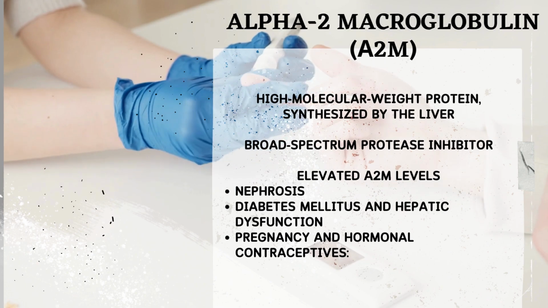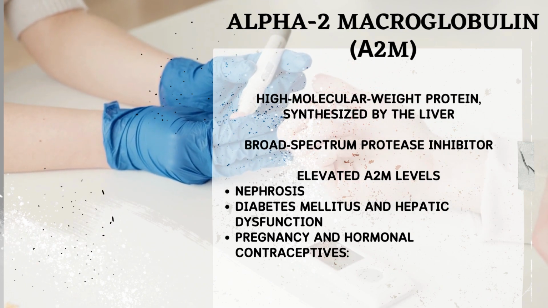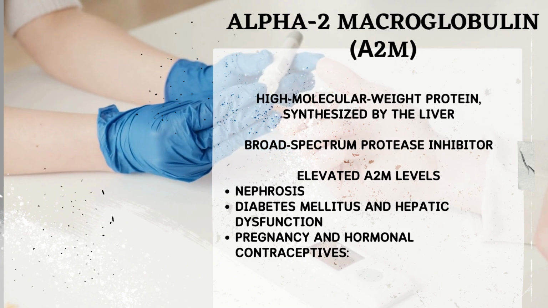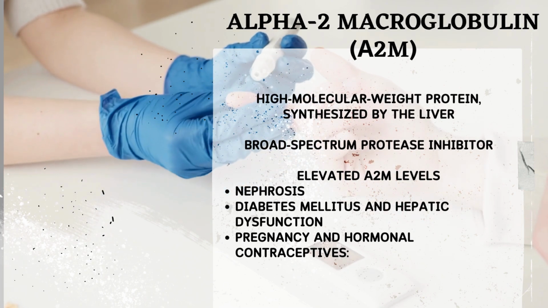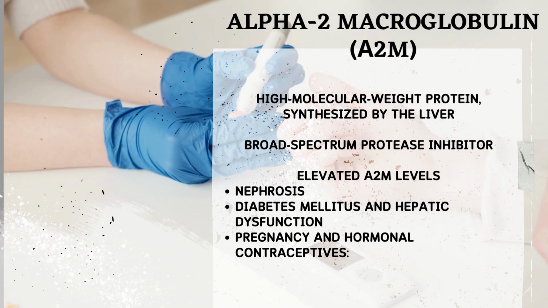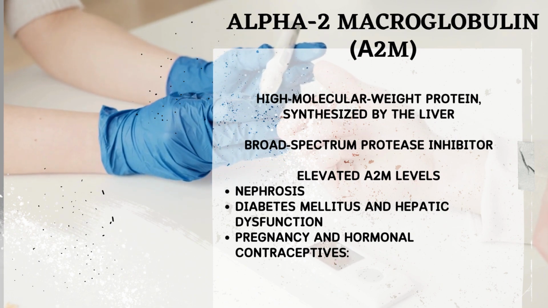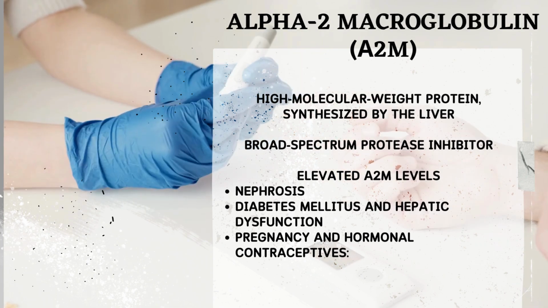This helps to maintain a healthy balance of protein breakdown and protein synthesis in the body. Elevated alpha-2M levels. Several conditions can lead to elevated serum alpha-2M levels. Nephrosis, kidney disease. In some cases of kidney disease, the kidneys may not be able to efficiently clear alpha-2M from the bloodstream. Diabetes mellitus and hepatic dysfunction.